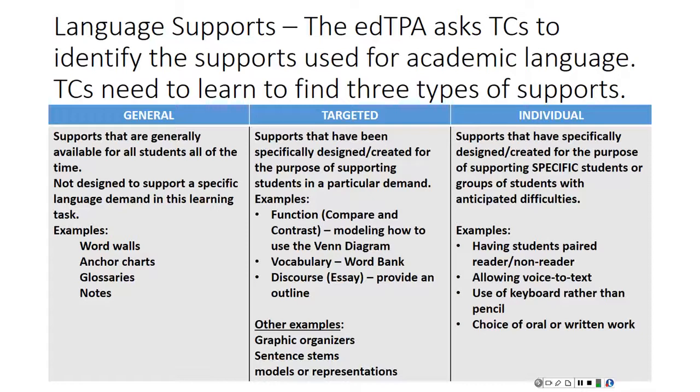A question my students ask me: if you use a support with the whole class, because the whole class benefits, but it is especially beneficial to a group or individual such as a struggling reader, then it's an individual support. Because the purpose of having that support is for students that struggle with that thing, even though you want to give it to the whole class.